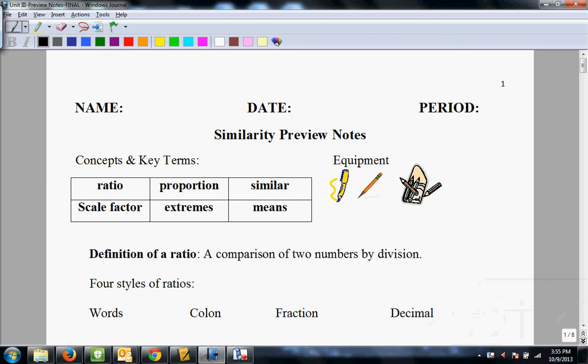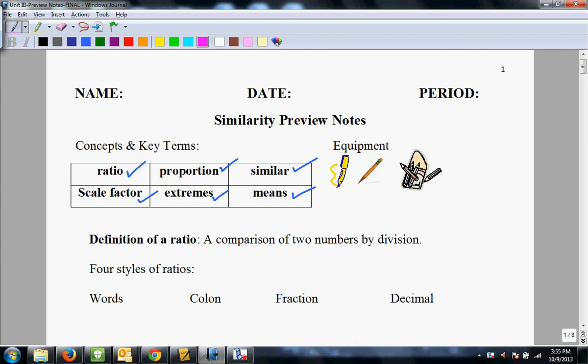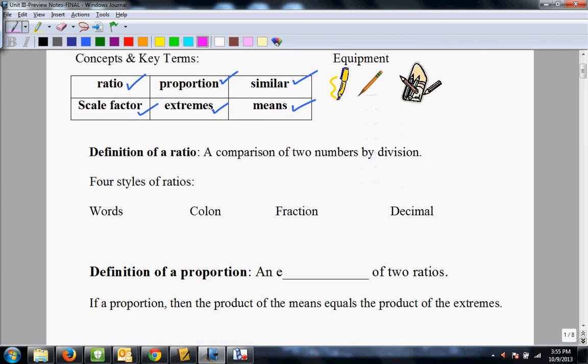Students, this is the Similarity Preview Notes, the introduction to our new chapter. By the end of this video, you need to be comfortable with these words: ratio, proportion, similar, scale factor, extremes, and means. You should also have colors handy.